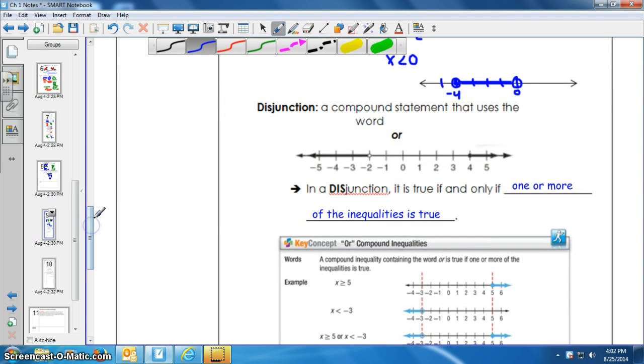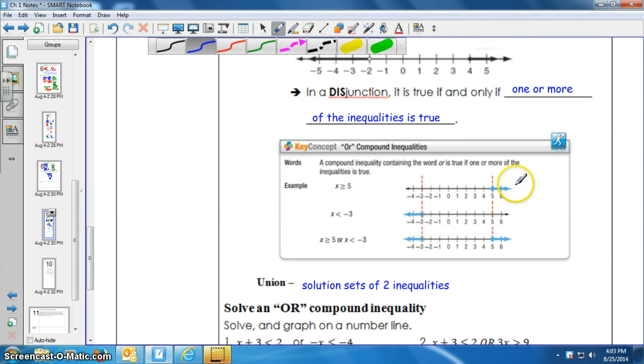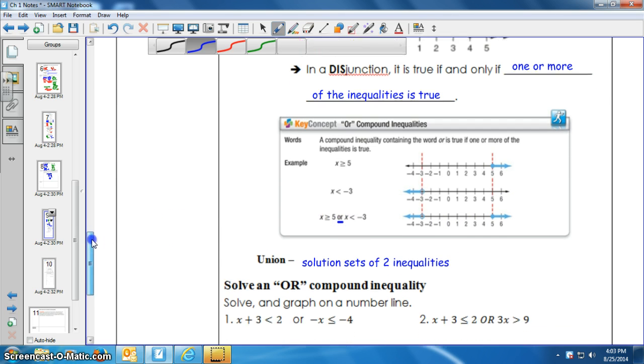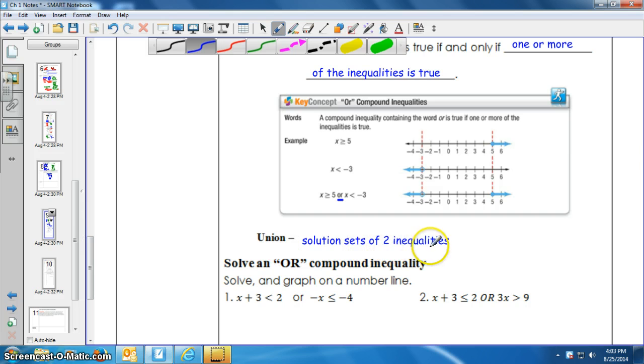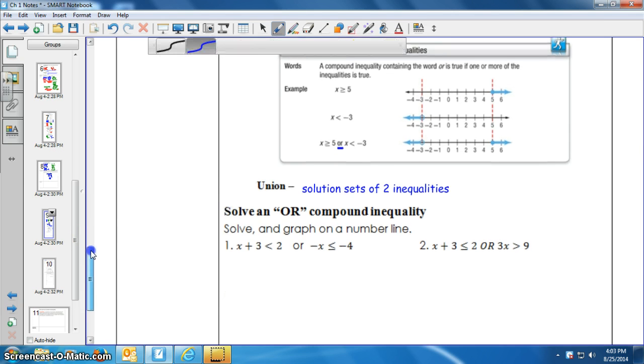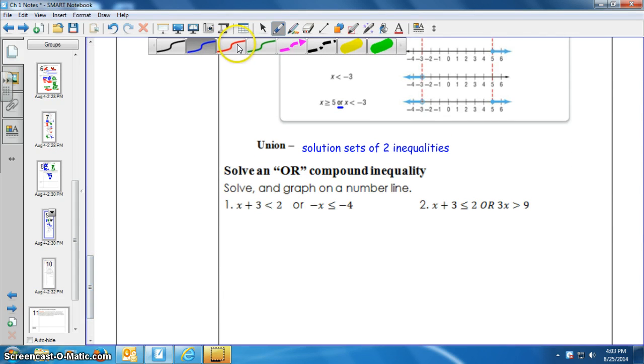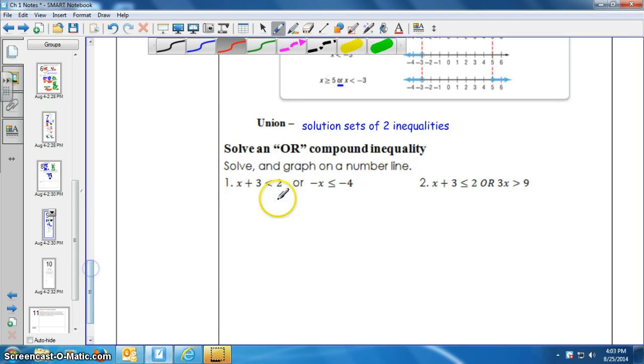All right, let's talk about a disjunction, a compound statement that uses the word "or." So those are going opposite directions. So this one or this one. In a disjunction, it is true if and only if one or more of the inequalities is true. So here is an example. We could have this one or this one, and there they are put together going opposites with the "or." A union is the solution set of the two inequalities.